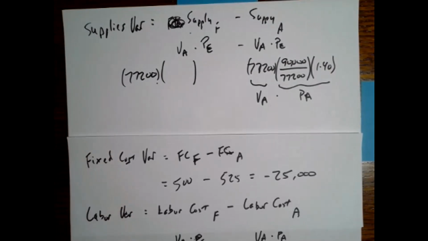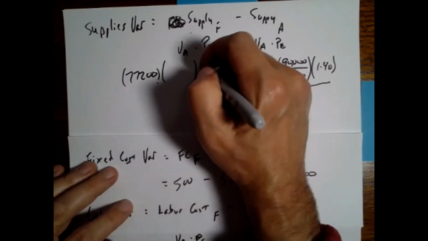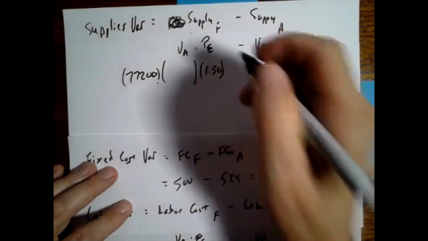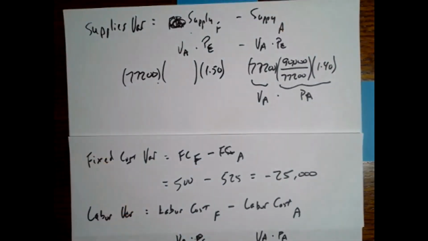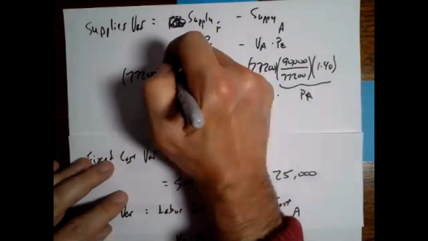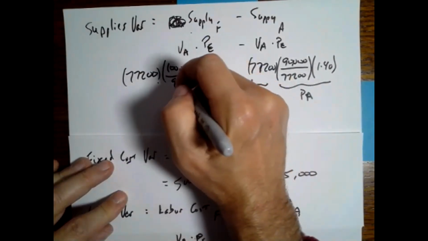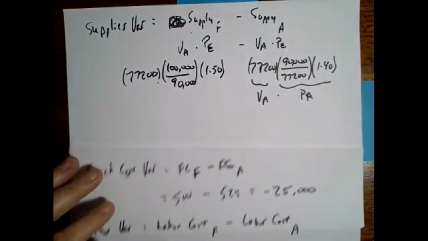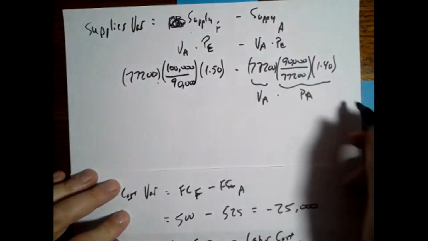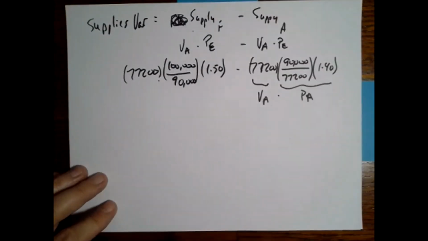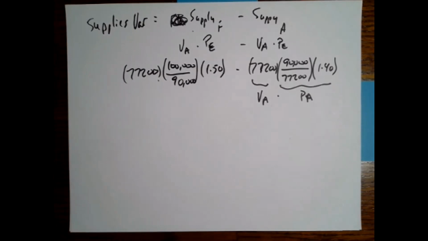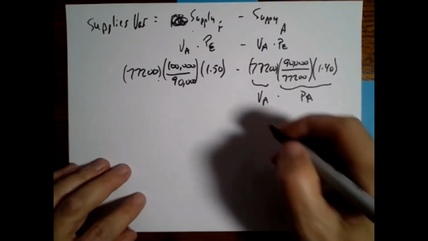To get the expected price per unit, we expected 150 per unit. We expected to have 100,000 units and 90,000 visits. So multiplying, and again, this is given to us in 8.4, the total supply cost was 126.